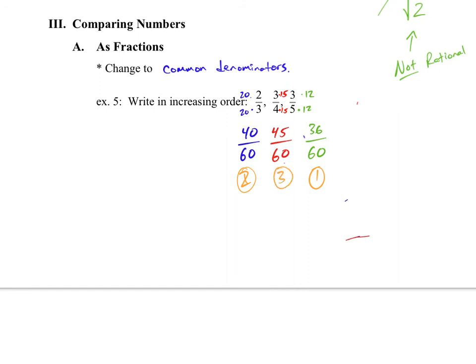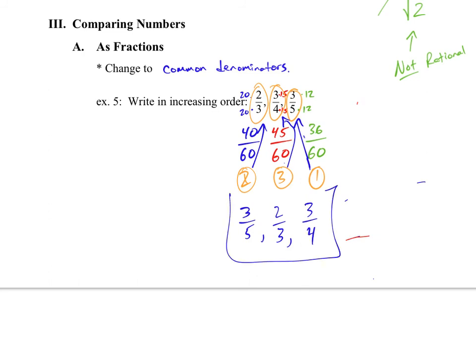So if we want to put them in order, we should go back and use the original numbers there. So 3/4 would be the first one. So 3/4 is the smallest, 3/5, my bad. So 3/5, this one here is the smallest. Second smallest is 2/3. And then our third one in line is 3/4. So, questions on that?